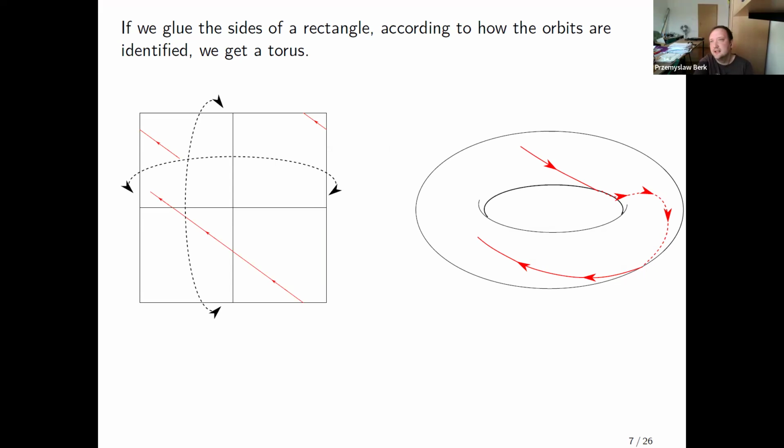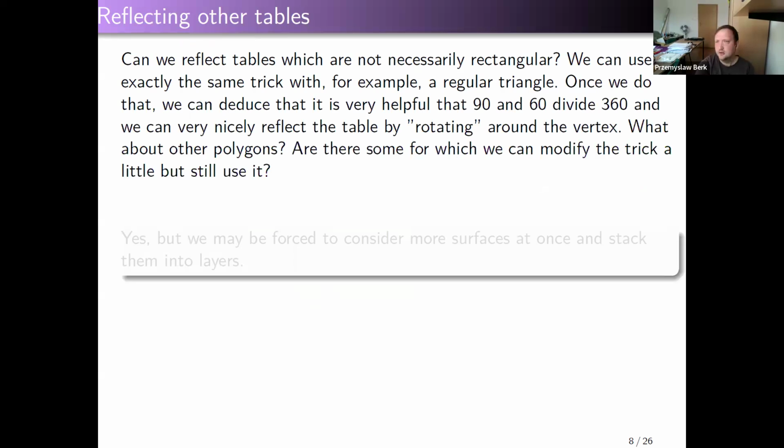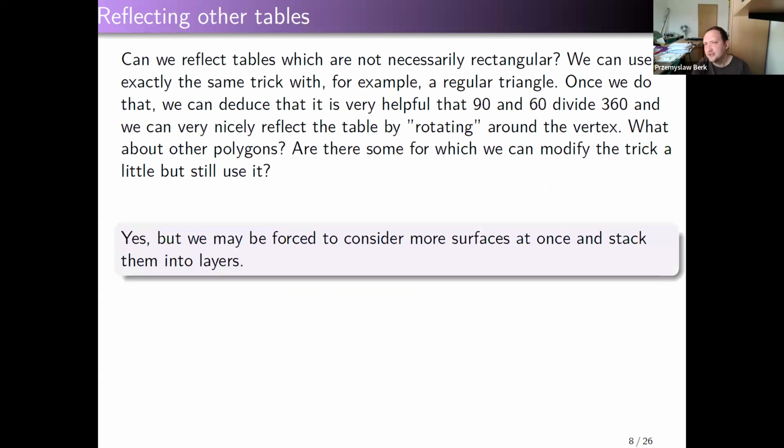But I'm not only interested in rectangular billiards. So the same trick would, for example, work if I took a regular triangle and considered a billiard in a regular triangle. But what if I want to use other polygons? I can do exactly the same, but you need to use a little bit of imagination, and imagine that you are unfolding not one, but many surfaces. It may happen that you need to use many surfaces.